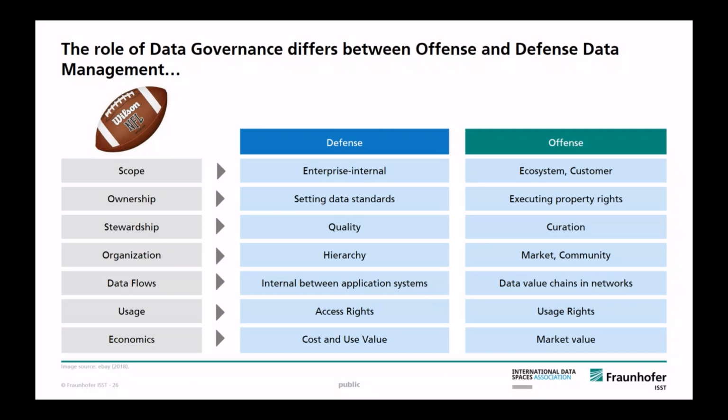Also, when we look at what governance rules in terms of usage, it was mainly access rights. So who is allowed to do what? So who is allowed to access a system to create data? And we need to extend this concept in the direction of usage rights. And that is something that, for example, Christian Jung and his colleagues from ISST are currently working on, and they have this nice picture where access rights or access control moves towards usage control. And from an economic standpoint, not only focusing on the defense part of the game, like cost and use value, but really market value.